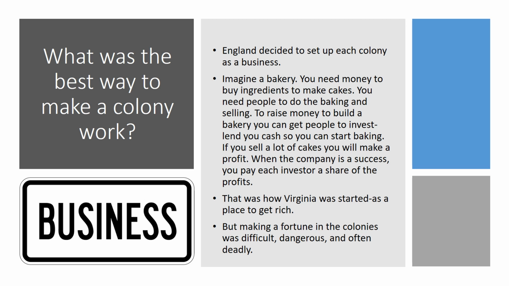What was the best way to make a colony work? England decided to set up each colony as a business. Imagine a bakery. You need money to buy ingredients to make cakes. You need people to do the baking and selling. To raise money to build a bakery, you can get people to invest or lend you cash so you can start baking. If you sell a lot of cakes, you will make a profit. When the company is a success, you pay each investor a share of the profits.